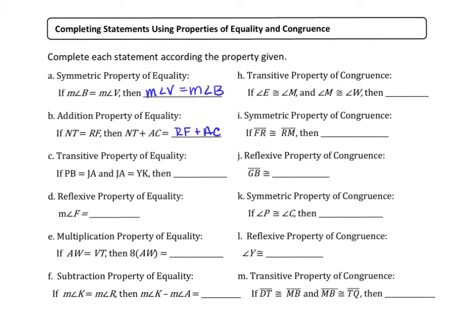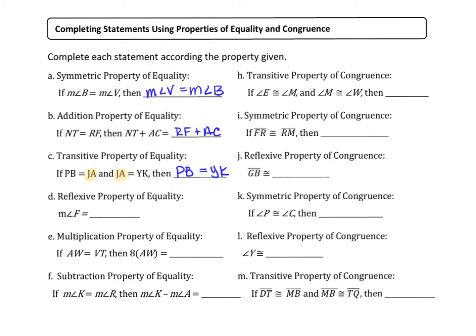Let's look at letter C. We want to use the transitive property of equality to finish the statement. So if PB is equal to JA and JA is equal to YK, then what two things would be equal at the end? PB would be equal to YK. The reason is PB is equal to JA and YK is also equal to JA. So because they're both equal to JA, they are equal to each other.